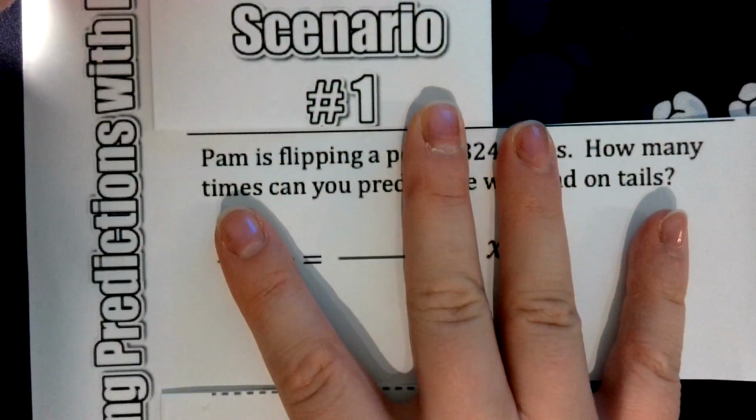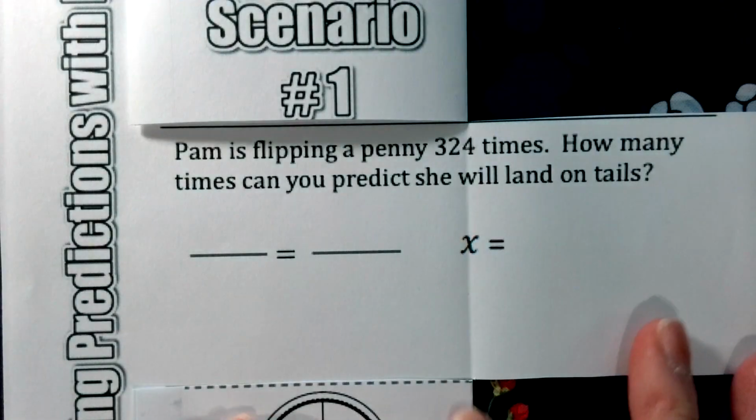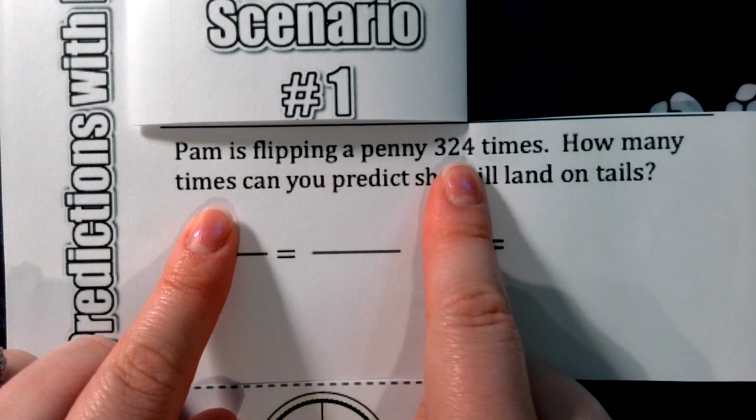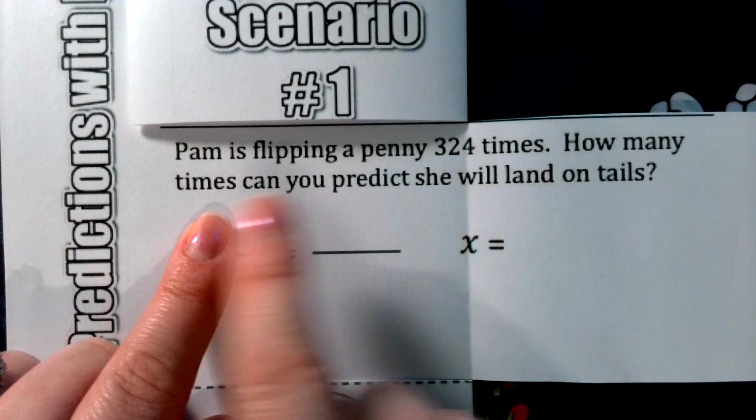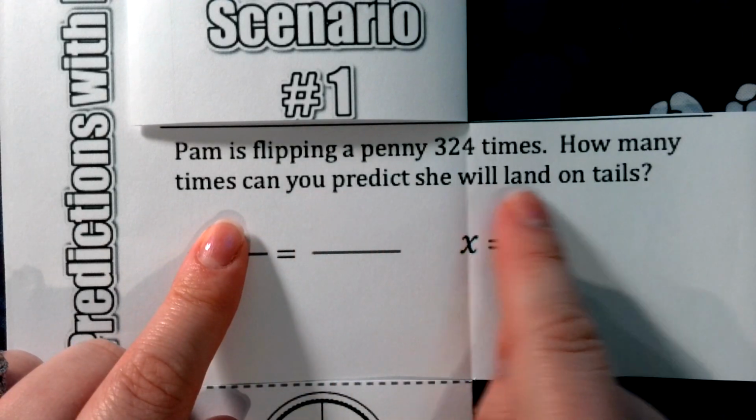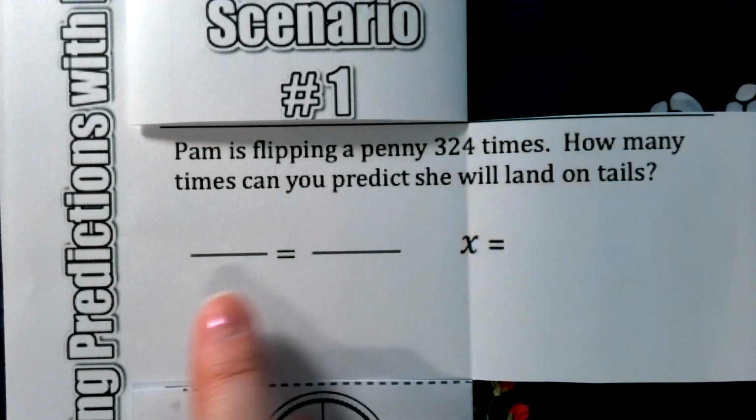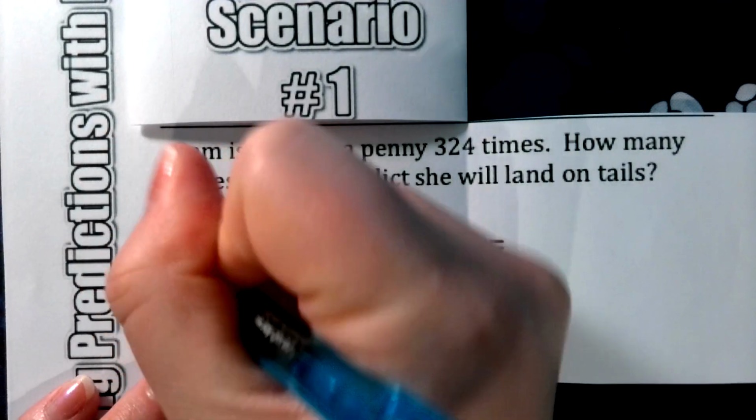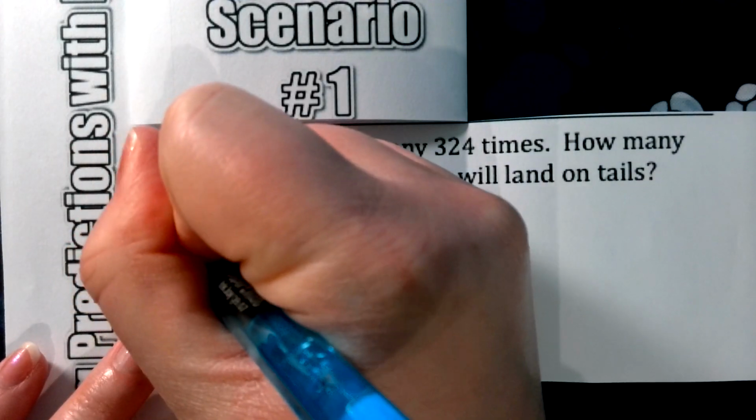Our second scenario says Pam is flipping a penny 324 times. Again, why would you do it that many times? Let's do a prediction instead. Pam is flipping a penny 324 times. How many times can you predict she will land on tails? So for this side, we need to put in what we know.